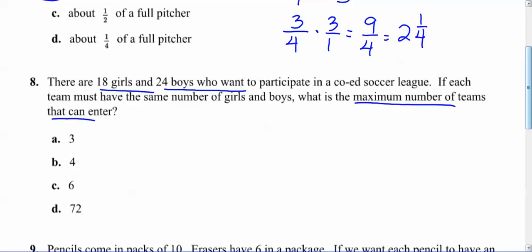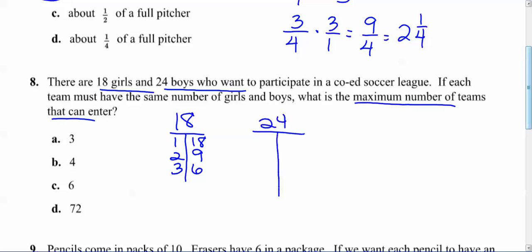So 18 and 24 are pretty easy numbers. I probably would just do a T-chart for this myself. I would do that pretty quickly, I think. So go ahead and list all of the factors of 18 and 24, and you get that. Now you just have to look at both lists and find the greatest factor that they have in common, which is 6, choice C.